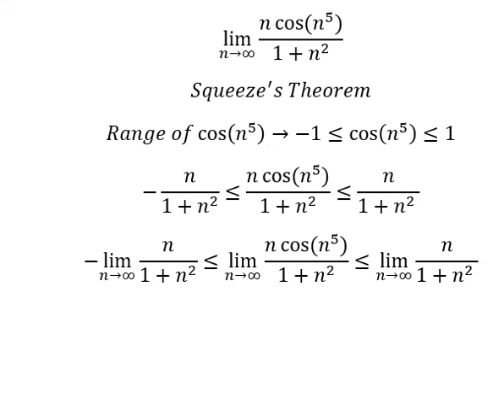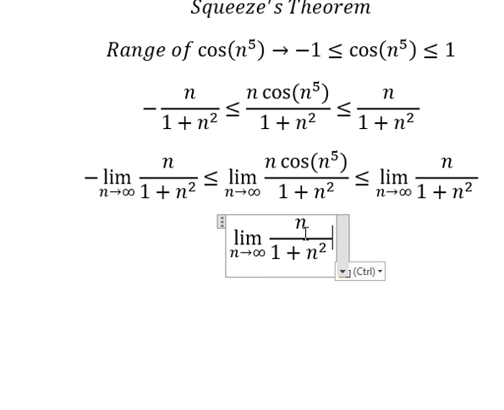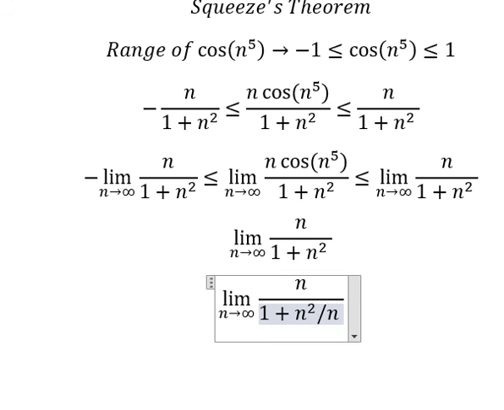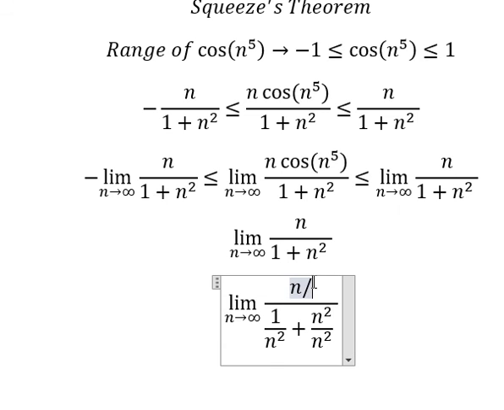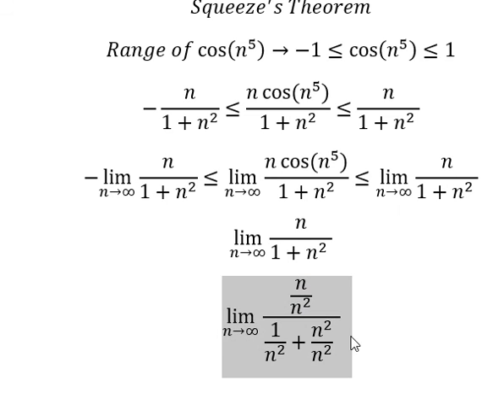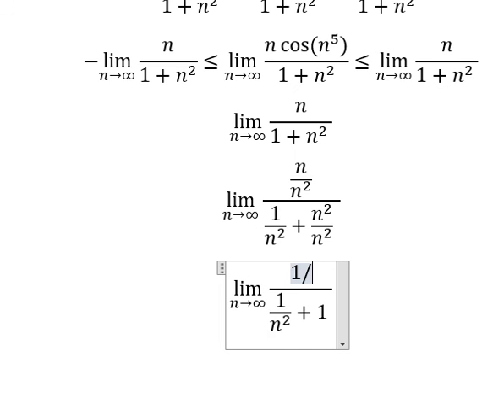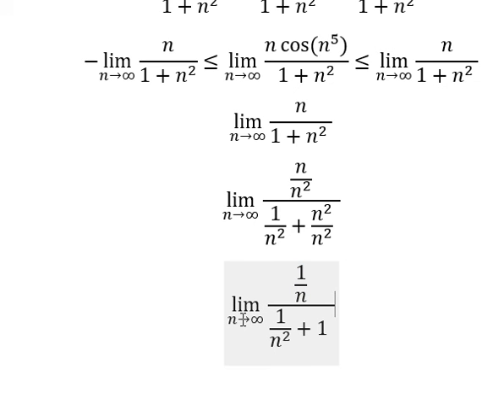About this one, we can put n squared on the numerator and denominator. This one we have number 1. This one we have 1 over n. When n approaches positive infinity, this one will go to positive infinity. 1 divided by positive infinity, you get 0.